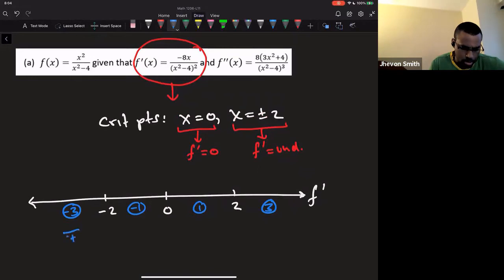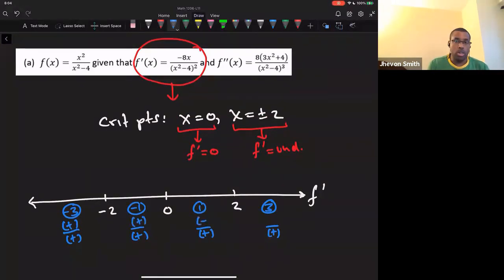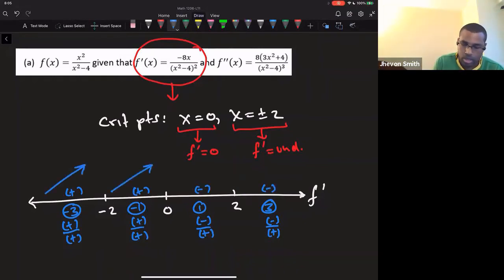So here we're always going to have a positive in the denominator whenever the denominator is not 0. So only need to check the numerator. Now minus 8x, if x is minus 3, that's a negative. If x is minus 1, no, that's a positive. And if x is 1, that's a negative. If x is 3, that's a negative as well. So here, this is positive, positive, negative, negative. So this means we're increasing, increasing, decreasing, decreasing.